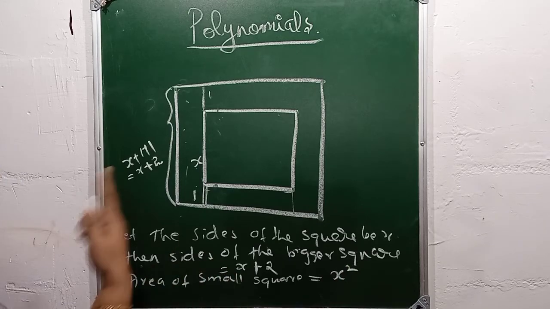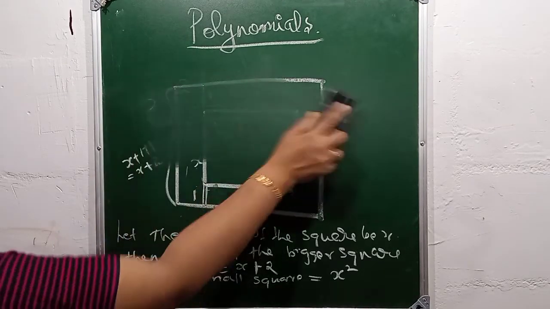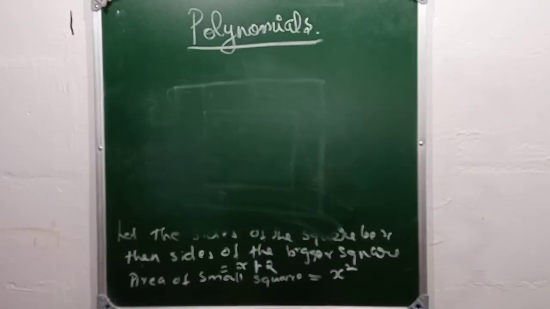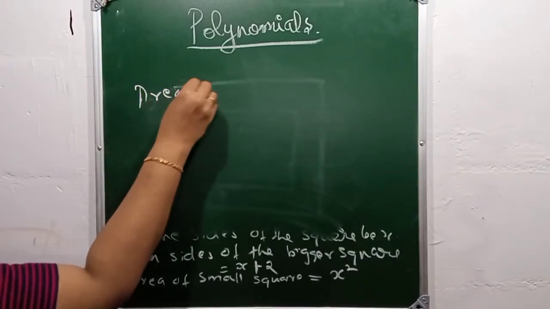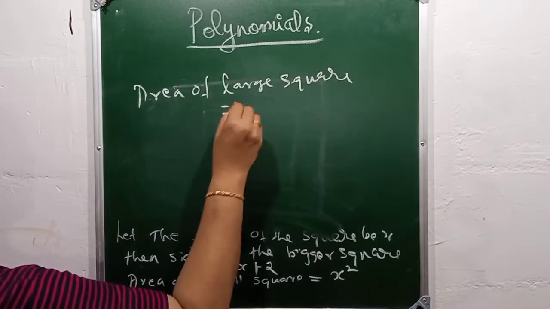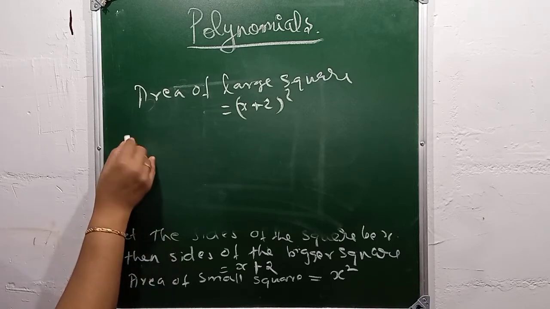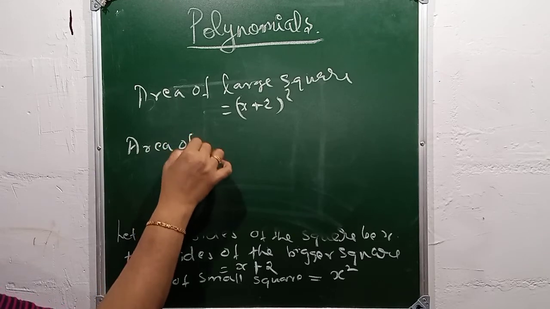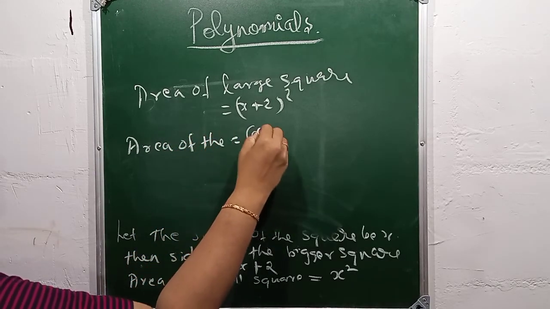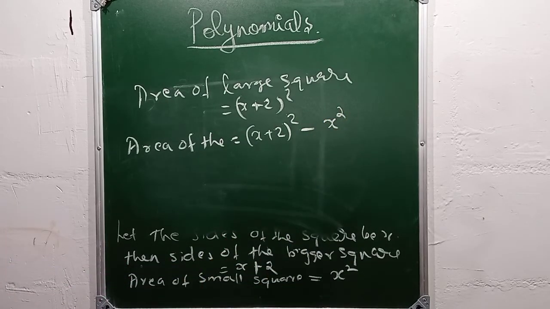Then what about the area of the large square? The area of the large square is x plus 2 the whole square, because x plus 2 is the side of the large square. Then the area of the path is equal to x plus 2 whole square minus x square.